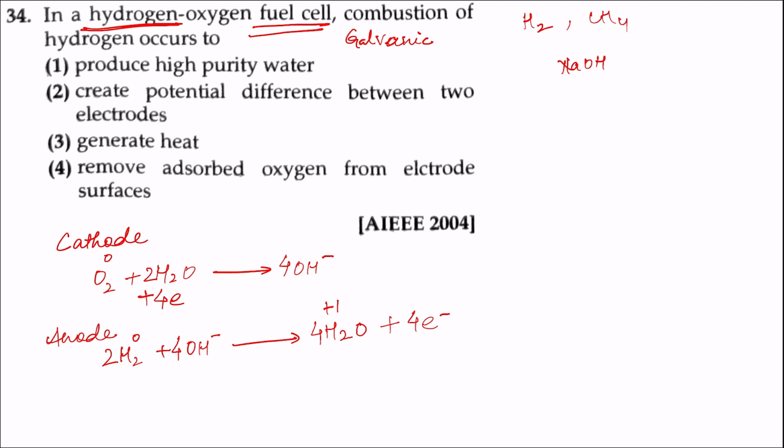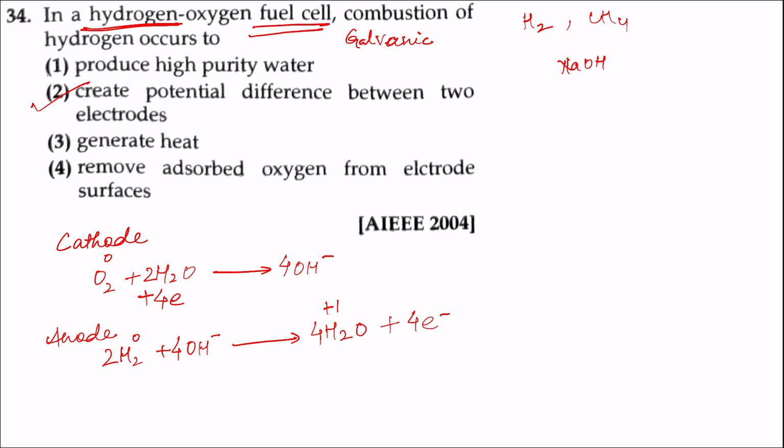Now during the reaction at the anode, electrons are produced at the anode and these electrons go from anode to cathode in the external circuit, as a result of which current flows in the external circuit in the direction opposite to the direction of flow of electrons, and this flow of electrons also creates a potential difference between two electrodes. So the correct option is: in a hydrogen-oxygen fuel cell, combustion of hydrogen occurs to create potential difference between two electrodes. Option 2 is the correct option.